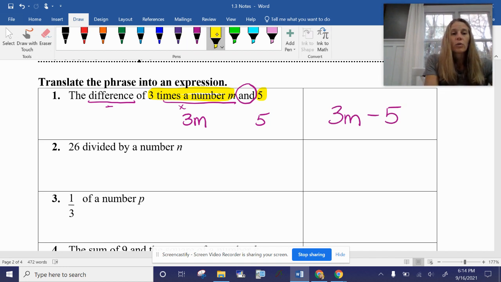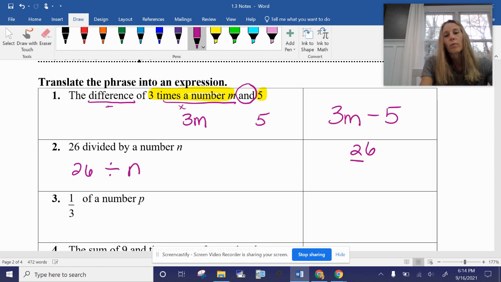All right, the next one, 26 divided by a number n. So this one, there's really nothing tricky about it. You're just going in order, 26 divided by n, or of course we could write it with the fraction bar using that as our division sign.